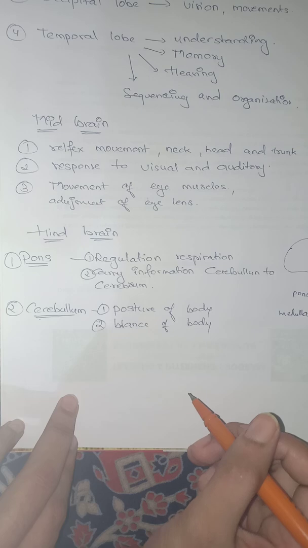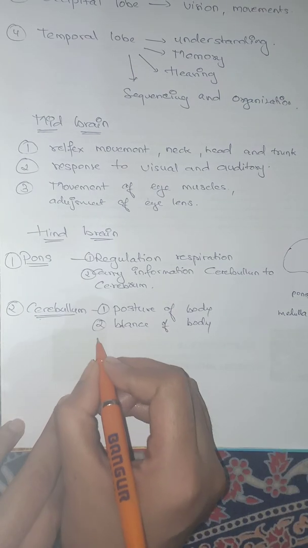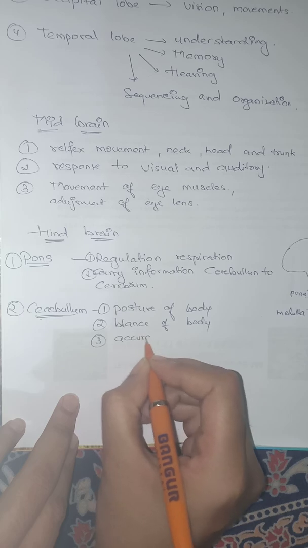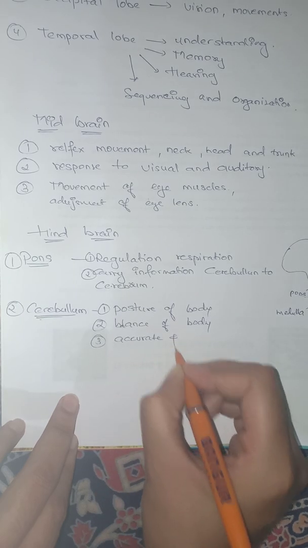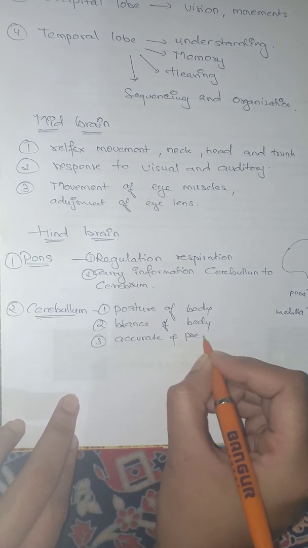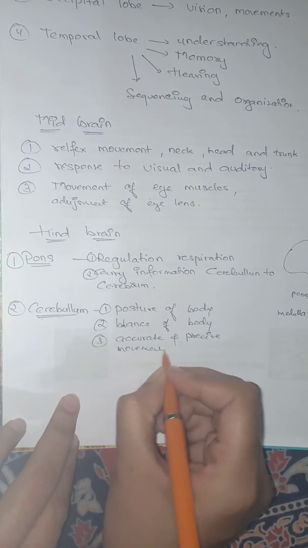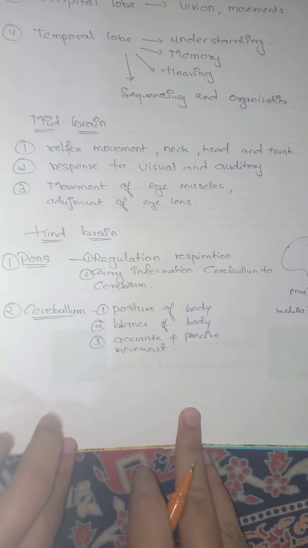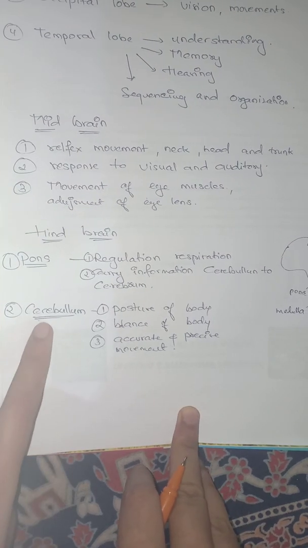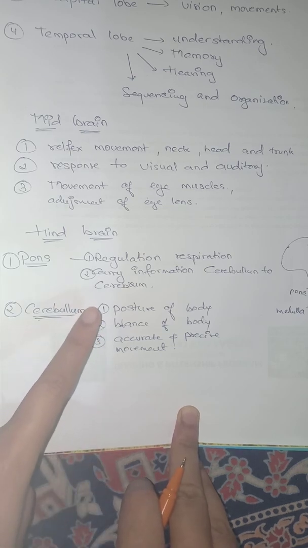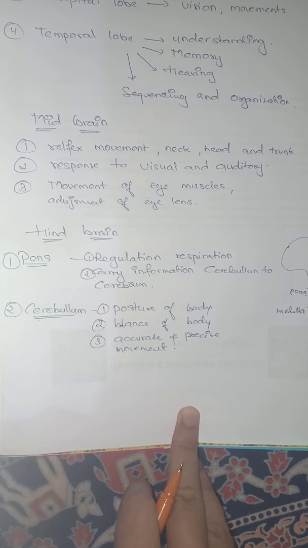And apart from that, they will help to make accurate, precise movement by the body. So the most important function of the cerebellum is your body posture. They will help you balance the body, and therefore they are of great importance.